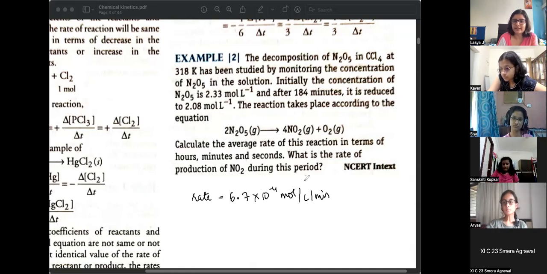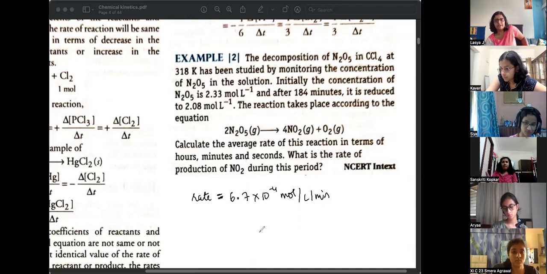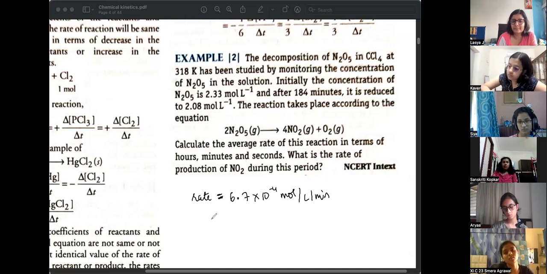How would you calculate the rate of production of NO2? How can you equate this rate to the production of NO2 during this period? So what is the formula of rate of production of NO2? If you write it in terms of NO2, what will come? Rate will be equal to 1/4 into the rate of production of NO2.